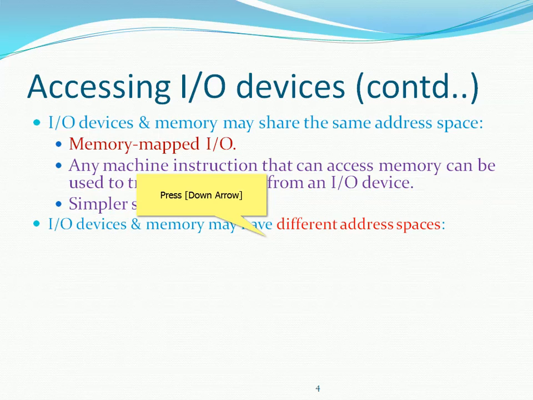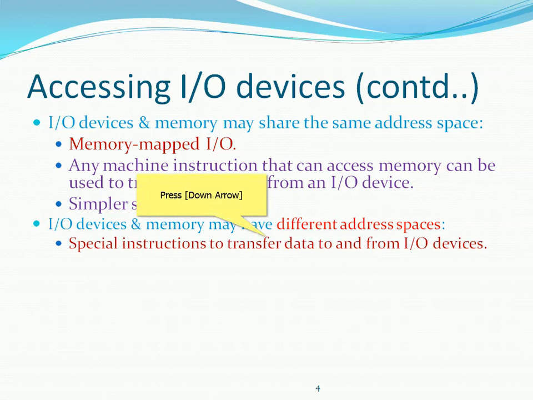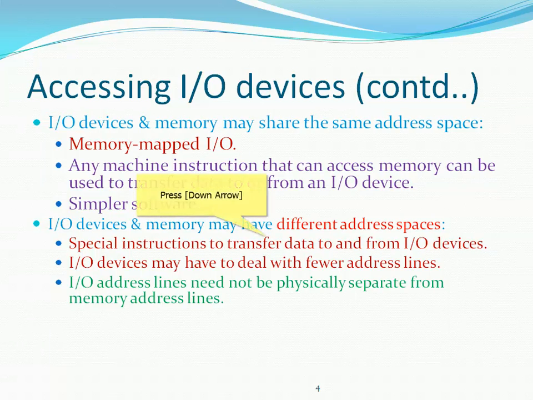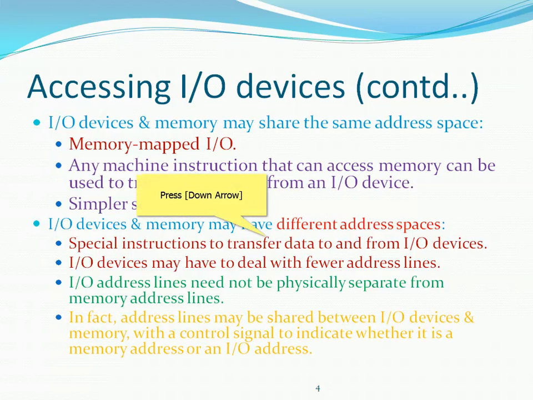The other option is that memory may have a different address space compared to the previous one, which had the same address. There are some special instructions, in and out, to transfer the data from these devices. IO devices may have to deal with fewer address lines, not physically separate from the memory address lines. In fact, control signals indicate whether it is a memory address or an IO address.